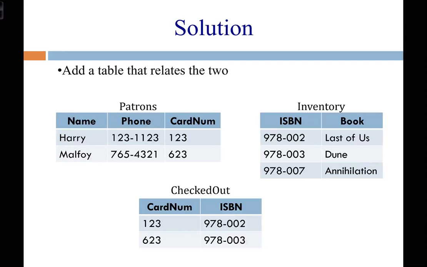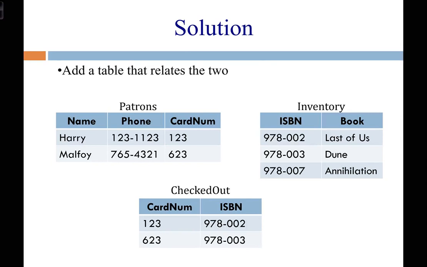This other table is essentially like a hopping point, or it's just adding a level of indirection. So now I say, here are the patrons, here are the books, here are the books that are checked out and by whom. So this third table has taken one critical piece of information from the patrons table and one critical piece from the books table, and that is what links them together.